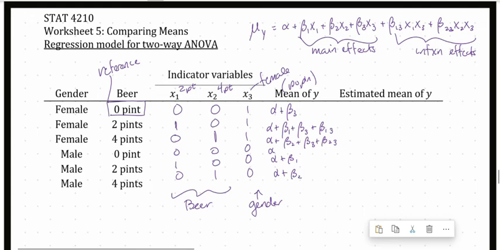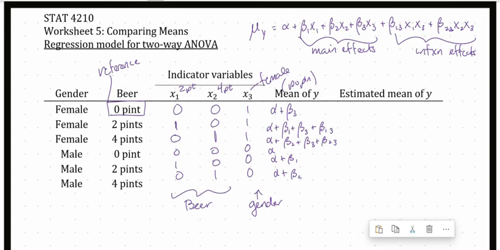So males with 0 pints, that's just going to be alpha. Males with 2 pints is going to be alpha plus beta 1. We'll plug in x1 and we'll get a beta 1 back. Males with 4 pints is alpha plus beta 2. We plug in an x2 and we get a beta 2 back.